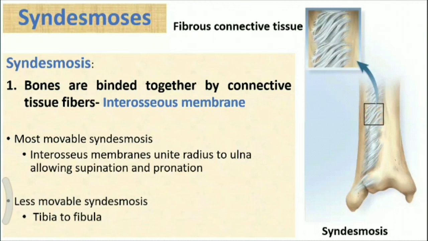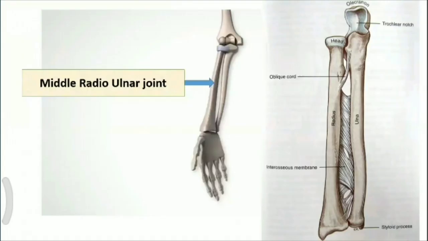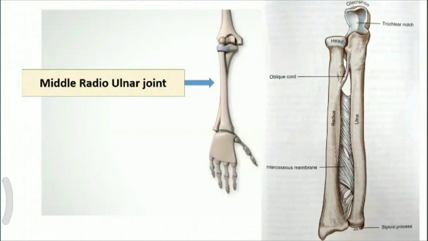The most movable syndesmosis is tibia fibula. If you compare with each other, read the monitor only. So syndesmosis, then bones and interosseous membrane. This is the medial radioulnar joint. Medial radioulnar joint is a variety of syndesmosis.